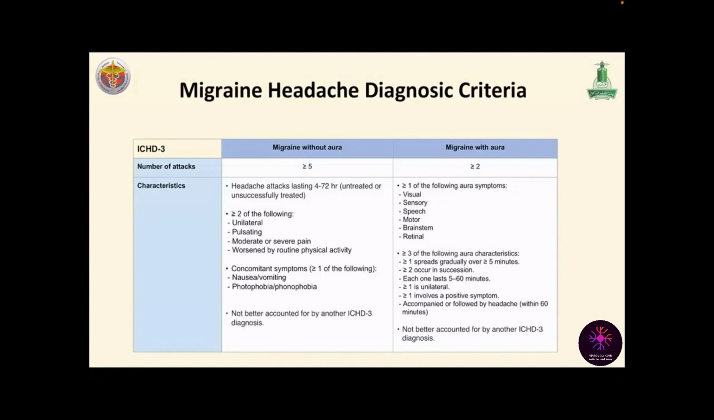So another criteria is having 3 or more of the aura characteristics: that it spreads gradually over 5 minutes or more, and 2 or more occur in succession, and each one lasts 5 to 60 minutes, and they should be unilateral in at least one of them and involve a positive symptom. And of course, it shouldn't be justified by another disorder.